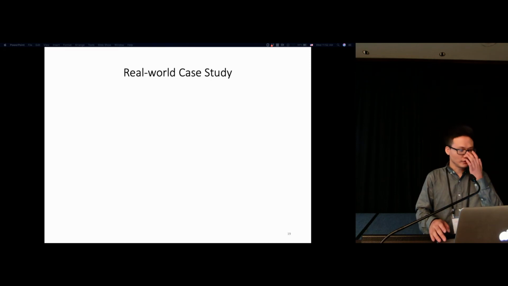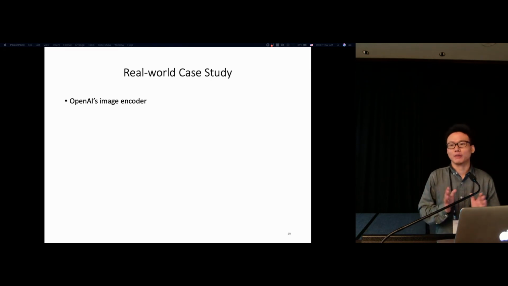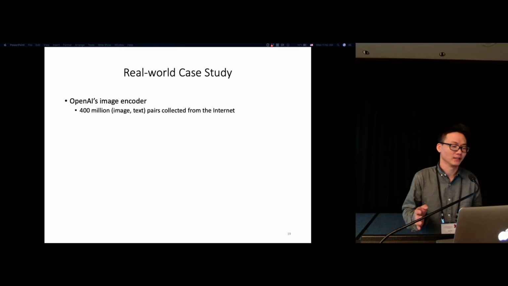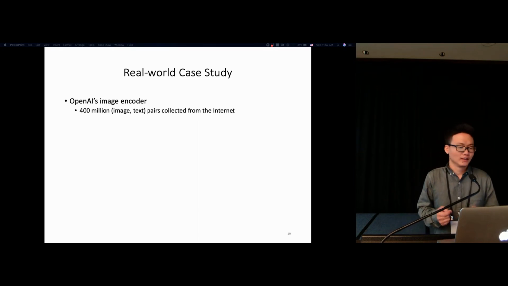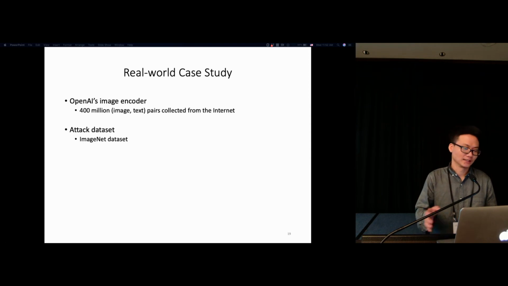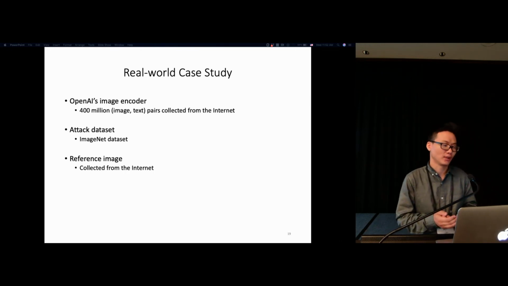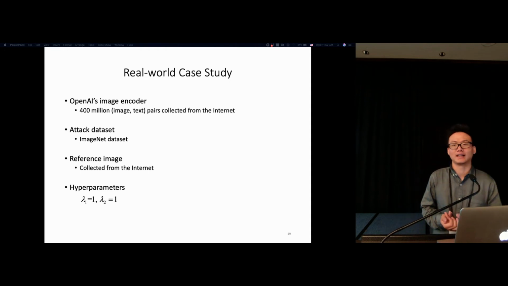We also evaluate BadEncoder using a real-world case study. We apply BadEncoder to OpenAI's image encoder, which is pre-trained on 400 million image-text pairs collected from the internet. This pre-training dataset is not publicly available, so the attacker can use the ImageNet dataset as an attack dataset. And similarly, we collect one image from the internet as a reference image and set lambda 1 and lambda 2 to be 1.